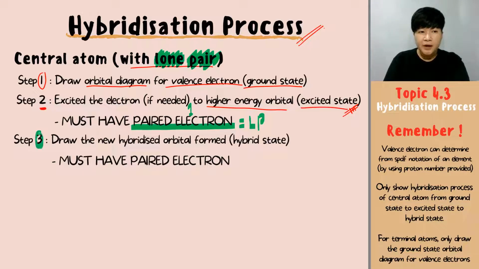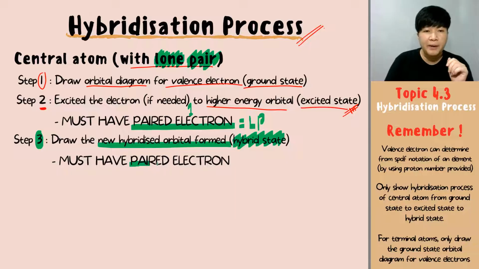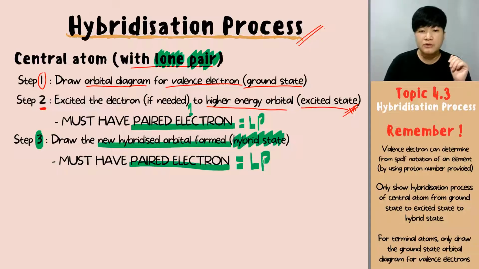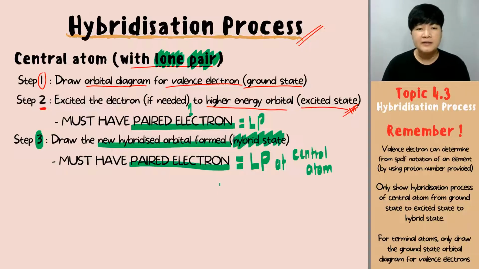The same thing applies to step 3. Look at your step 3. Your new hybridized orbital formed, which is your hybrid state, must also have the paired electron. The number of paired electrons must be equal to the number of lone pairs at the central atom. If your central atom has one lone pair, then you must have one paired electron. If your central atom has two lone pairs, then you must have two paired electrons.